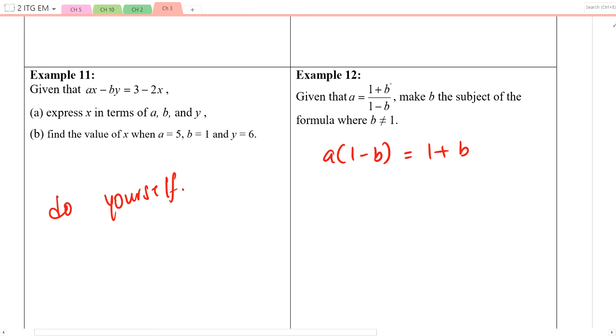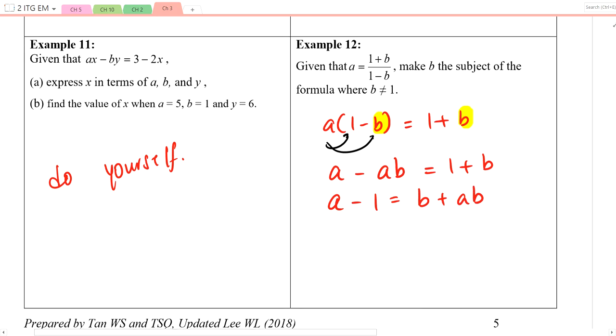Now we need to expand, because my b appears once over here and it appears once over here. So I need to combine them together. Now to expand this out, I will end up with a minus ab equals 1 plus b. Grouping all the b terms together, I will get a minus 1 equals b plus ab. So you see that I'm putting all the b terms together, and now I get to factorize it out. 1 plus a. So this a minus 1 equals b times 1 plus a.